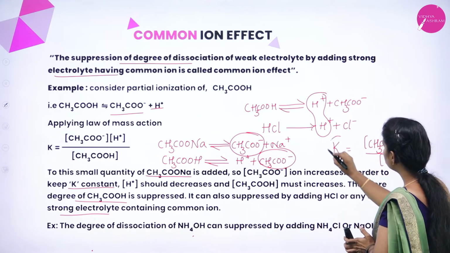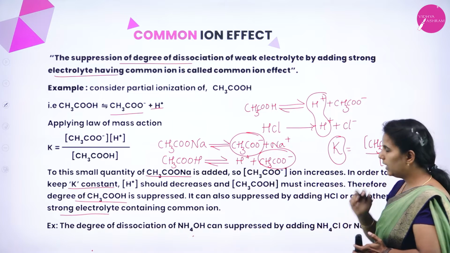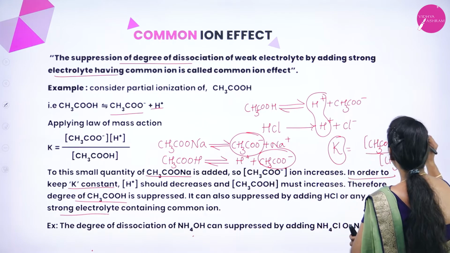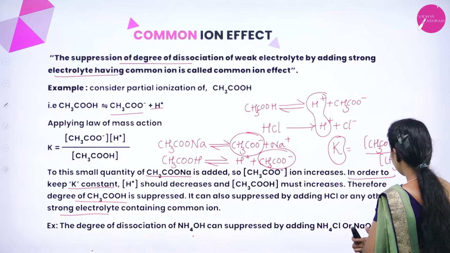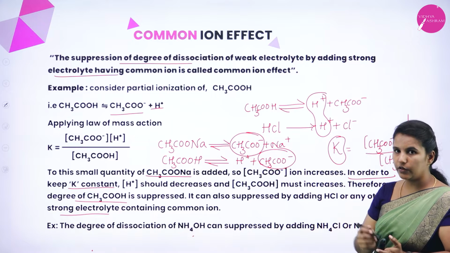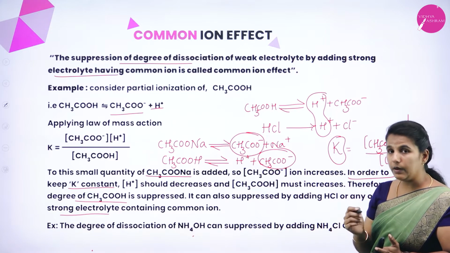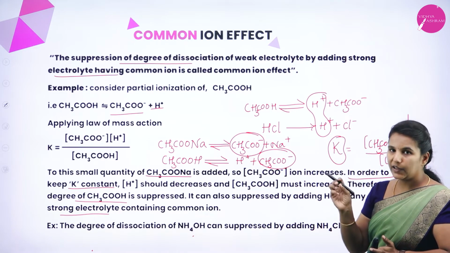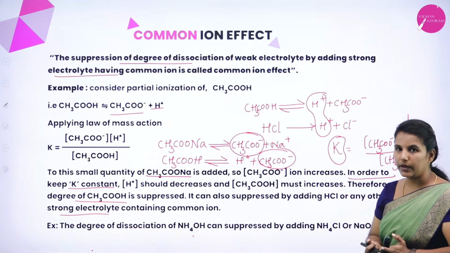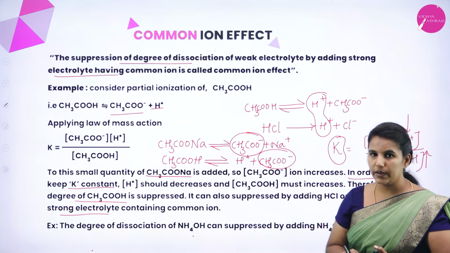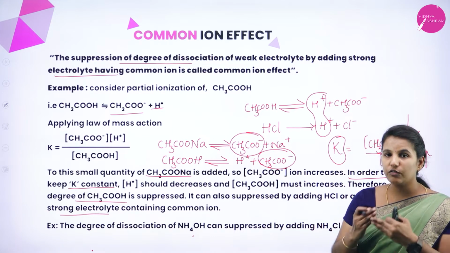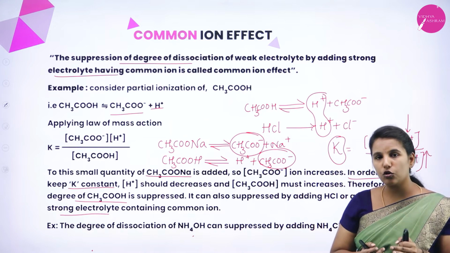Now, in order to keep this K value constant, either I need to increase the concentration of the acetic acid, or I should decrease the concentration of the H plus ion. Thereby, the effect of the common ion, the acetate ion, will be balanced and shows the common ion effect. So, what is the common ion effect? It is nothing but a suppression of the degree of dissociation of the weak electrolyte by adding a strong electrolyte having a common ion.